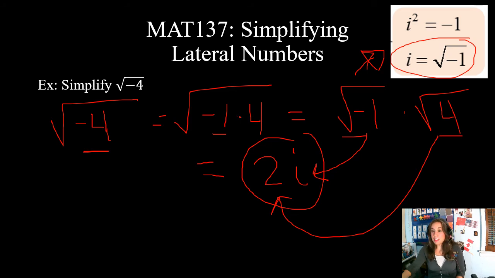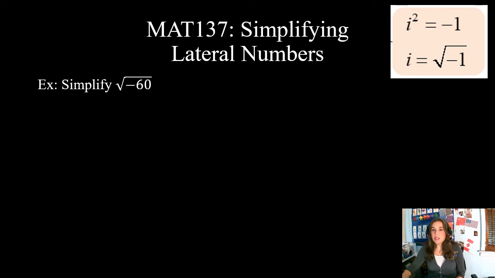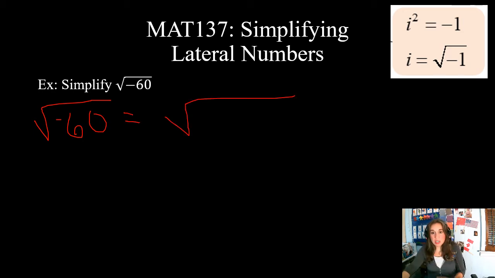Let's take a look at one more example. So simplify the square root of -60. So again, I'm going to do my first trick where I separate this. I always pull out a -1. That's always the first thing I do. So -60 is the same thing as -1 times 60.